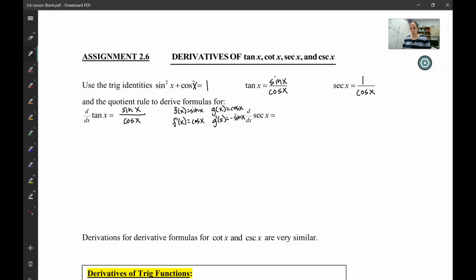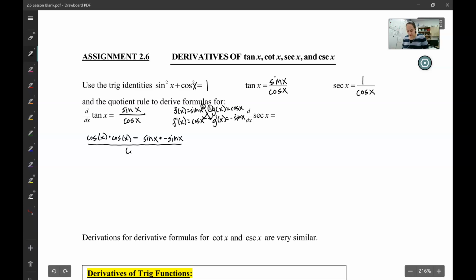Now we need to do the quotient rule. So quotient rule starts over here. So we've got cosine of x times cosine of x, minus, then it goes over here, sine of x times negative sine of x, all over the second one, g of x squared.